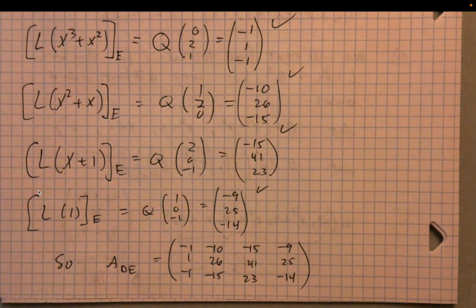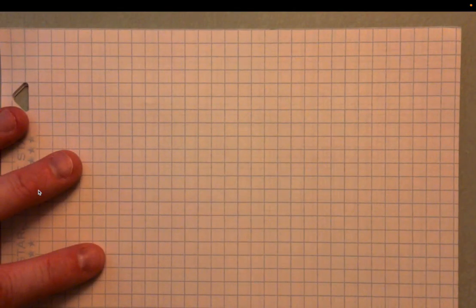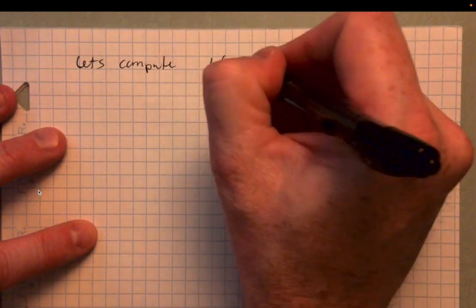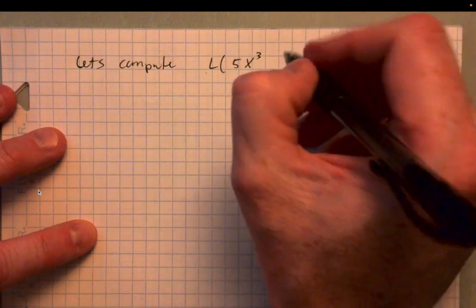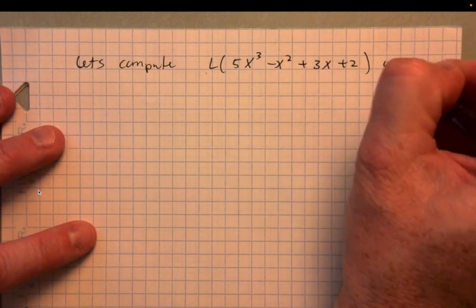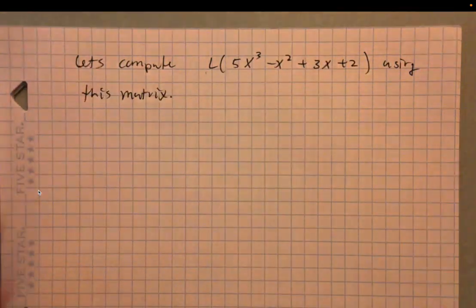Okay, so that's that. Now, what we should be able to do then is use this matrix to calculate the effect of the linear transformation on that same polynomial that we used in the previous example. Okay, so let's compute L of, again, same polynomial, 5x cubed minus x squared plus 3x plus 2, using this matrix.